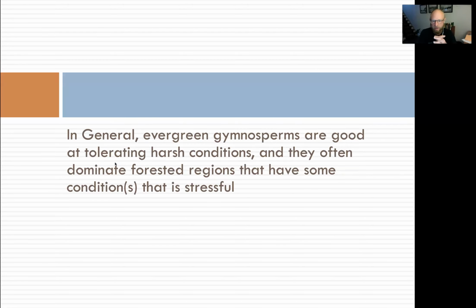Okay, so when we think about evergreen gymnosperms, the take-home message is that they're good stress tolerators. They can tolerate different types of stress, and that's their bread and butter, if you will, as far as their strengths as a plant functional group. Deciduous angiosperms, on the other hand, are really good at outcompeting other plants for resources, but they're not so good at tolerating stress. So in places that have some kind of environmental stress, that's generally where we see evergreen gymnosperms being successful.